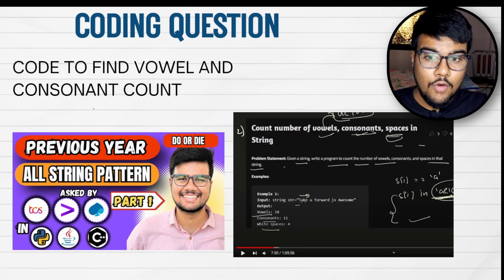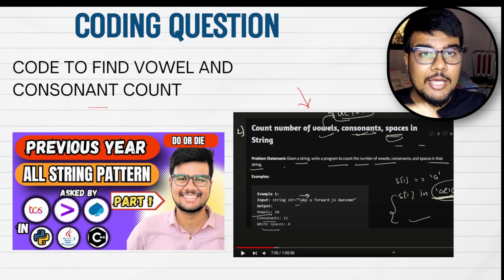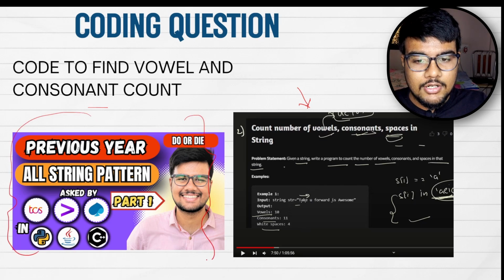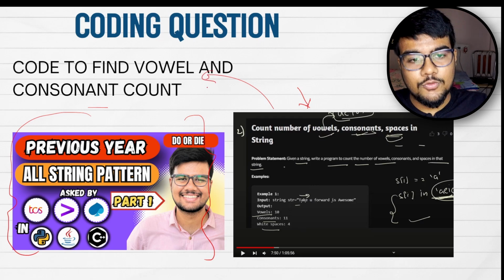Code to find vowels and consonants count. Same question, guys, same question I did in my previous year string pattern question. Same question I did, and the same question was asked in this interview.